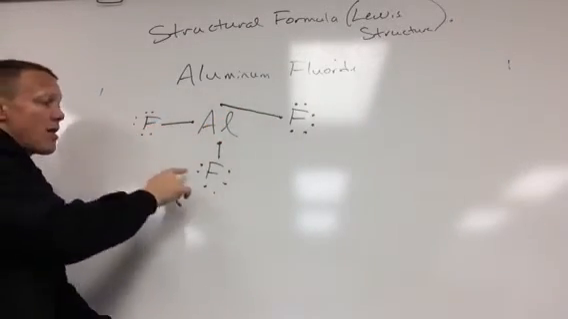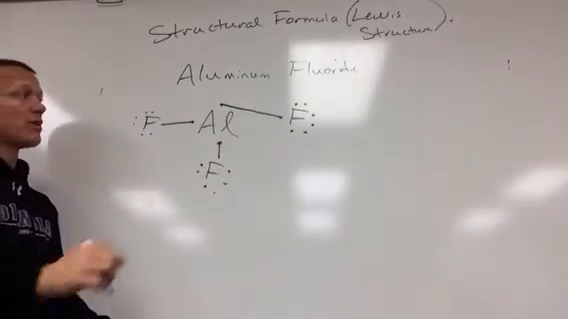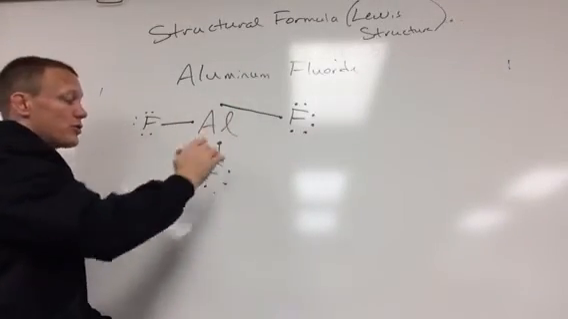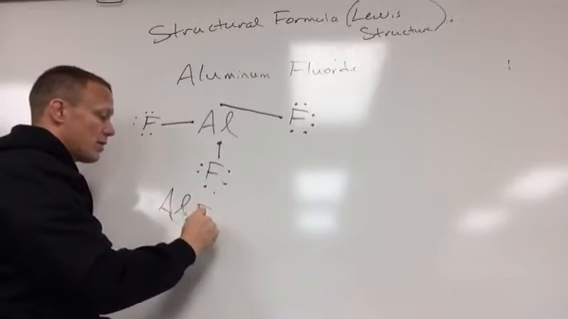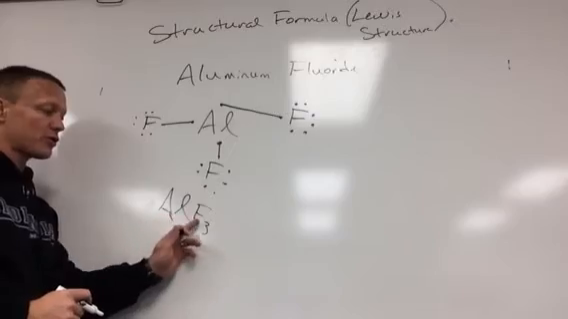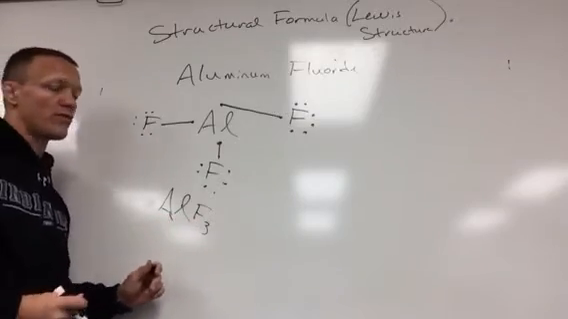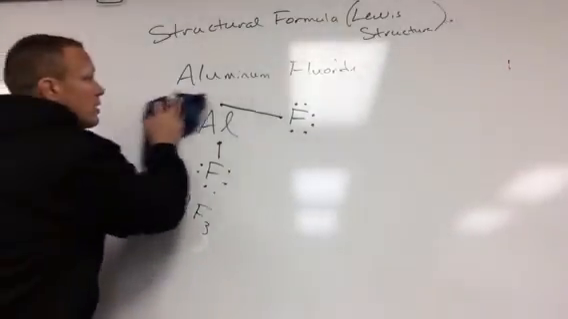Again, every non-metal, the fluorines always have 8 electrons around them. That is your structural formula, shows the structure. The chemical formula would be AlF3. Always metal first, non-metal last. So aluminum fluoride. Aluminum fluoride.